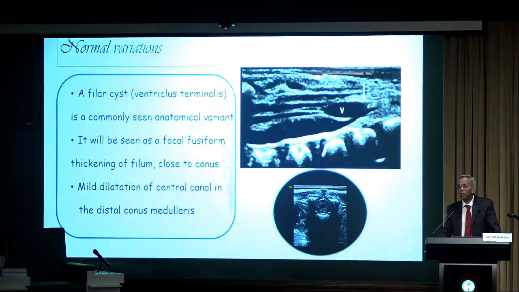Now, it is always essential that we identify certain normal variants which can give a false impression of an abnormal spinal canal, particularly the filar cyst, or the cyst in the filum terminale, which is seen just caudal to the cauda equina. You can find a hypoechoic fusiform-shaped structure just below the cauda equina. We have to be cautious that it could be because of the filar cyst, but not an abnormality of the cauda equina. The other one is the central lucency.